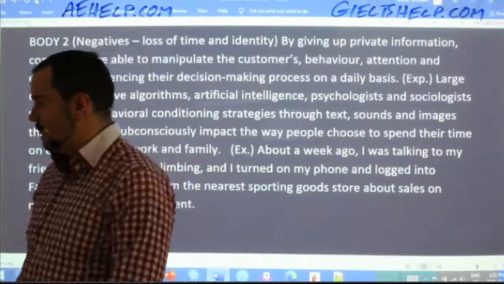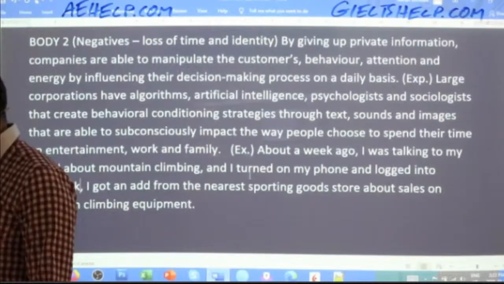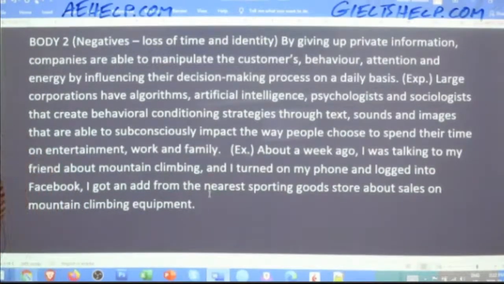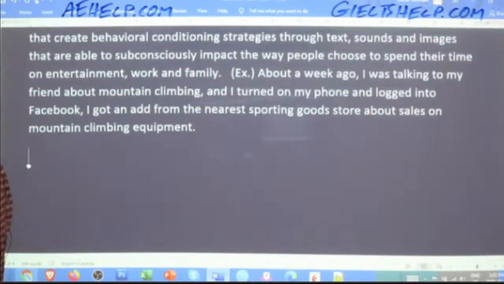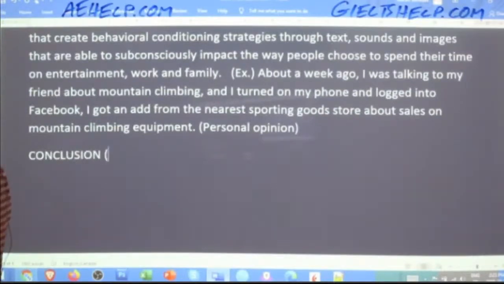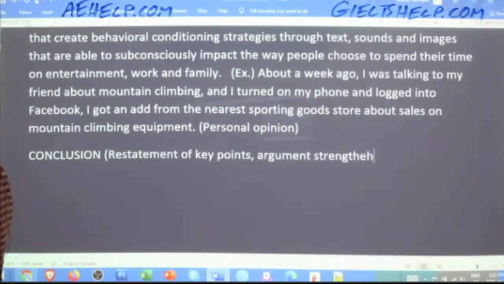Now, remember that we still need our personal opinion, okay? So, personal opinion, and then we'll have the conclusion. And the conclusion, you should include the 3 points, right? So, summary or restatement of key points, plus argument strengthened. Okay, in the argument strengthened, put in the personal opinion, or more about the personal opinion, and then the take-home message.